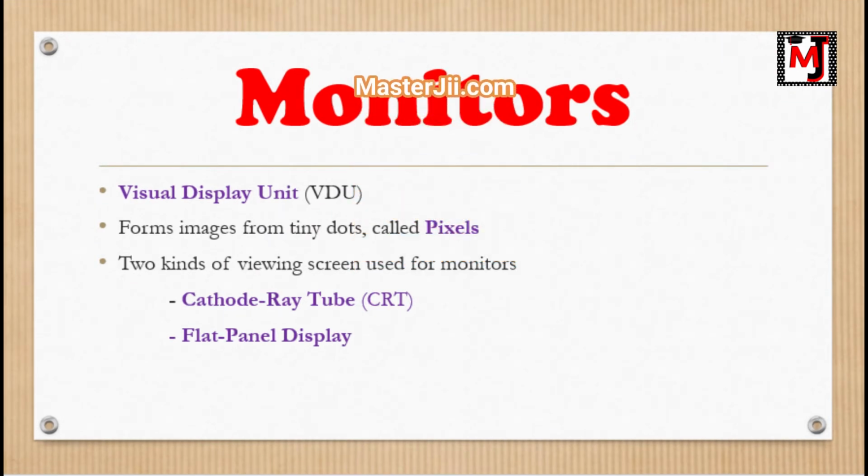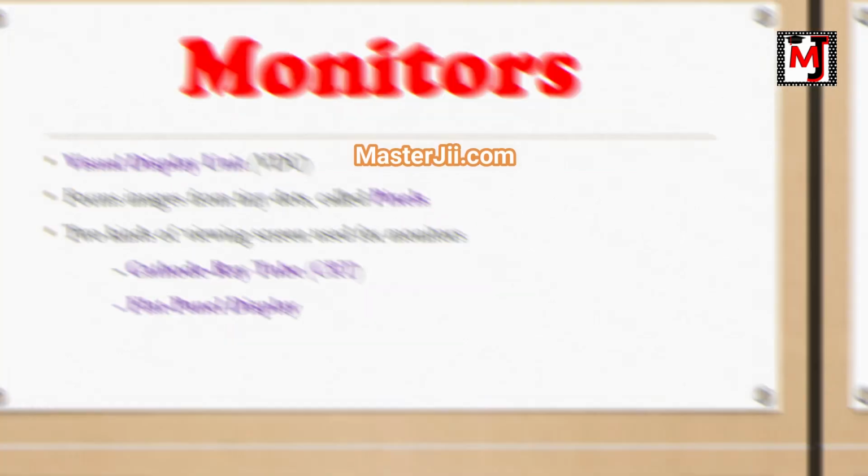Monitors, commonly called Visual Display Unit, that is VDU, are the main output devices of the computer. A monitor forms images from tiny dots called pixels that are arranged in a rectangular form. The sharpness of the image depends upon the number of pixels. There are two kinds of viewing screens used for monitors: Cathode-Ray Tube, that is CRT, and flat panel display.